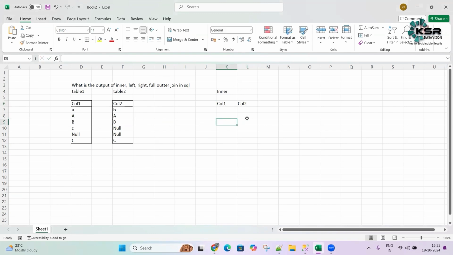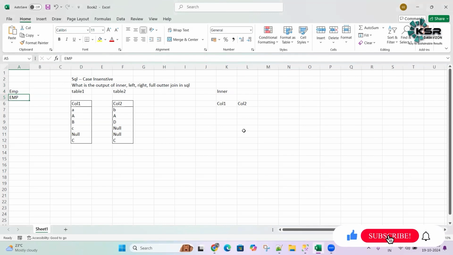Now, before going into this output, let me say what SQL is. SQL is case insensitive. What do we mean by case insensitive? That means if we have something called EMP as a table, and emp as a table, whether it's lowercase or uppercase, it considers both as one kind of letter. So it doesn't consider EMP as different from capital EMP. Most of the SQLs are case insensitive.